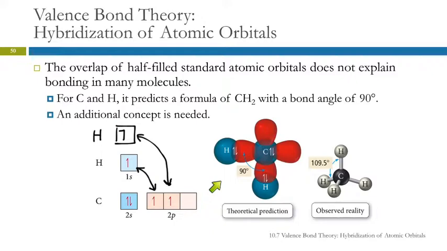This is not what we observe in reality. In reality, we observe that carbon and hydrogen form a compound that has 4 hydrogens, not 2, and that the angle's not 90 degrees, it's 109.5. It's actually a perfect tetrahedron. So obviously something is missing. Any questions?